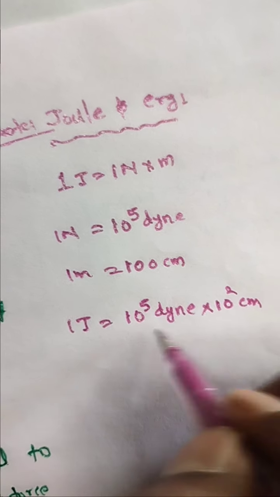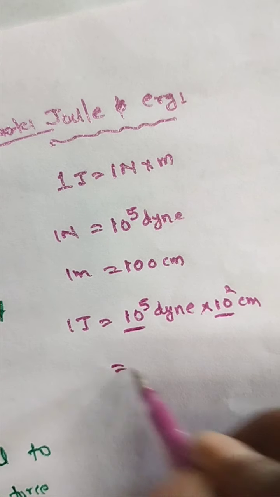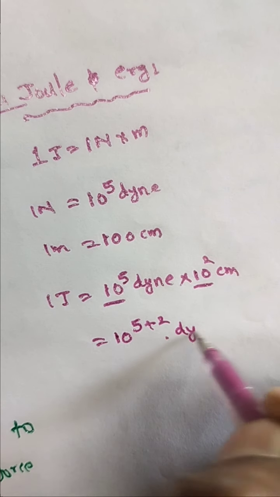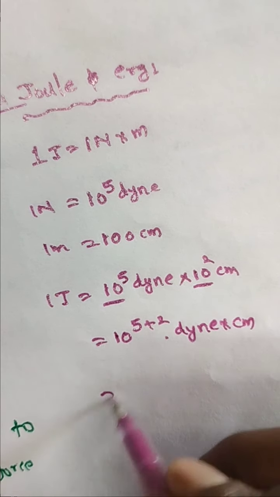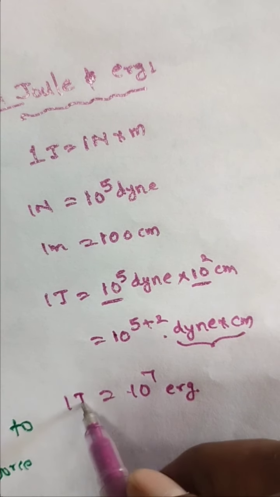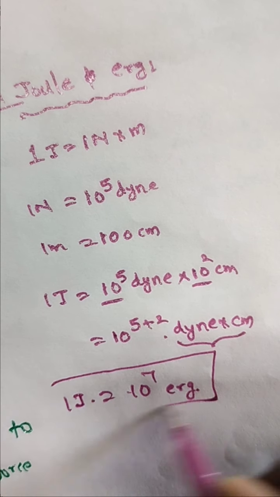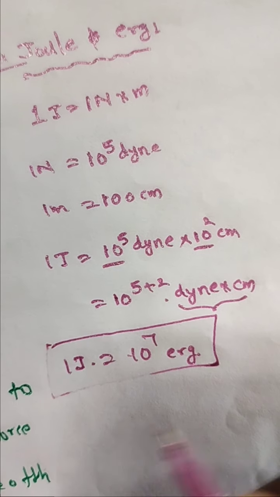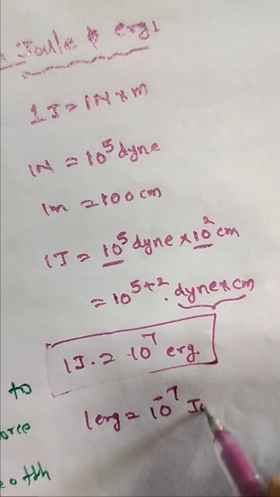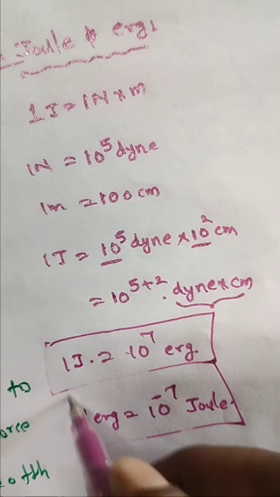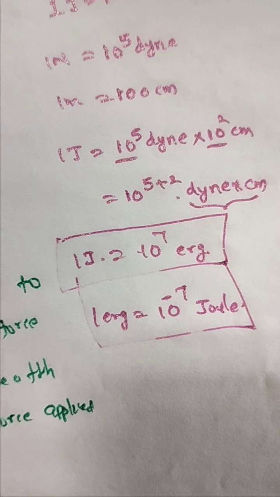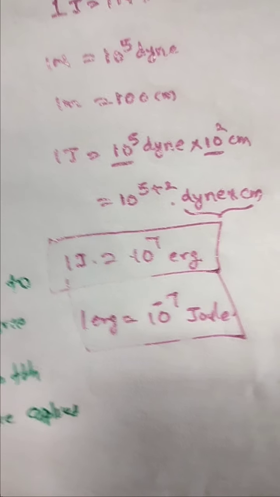centimeter. 10 power 5 into 10 square. A power m into A power n is A power m plus n. So 10 power 5 plus 2 dyne into centimeter, that is 10 power 7 dyne into centimeter, which is erg. So 1 joule is equal to how many ergs? 10 power 7 ergs. And 1 erg is equal to 10 power minus 7 joules. Please remember this one. So 1 joule is equal to 10 power 7 ergs, and 1 erg is equal to 10 power minus 7 joules.